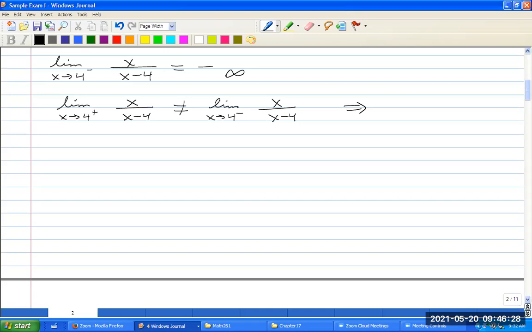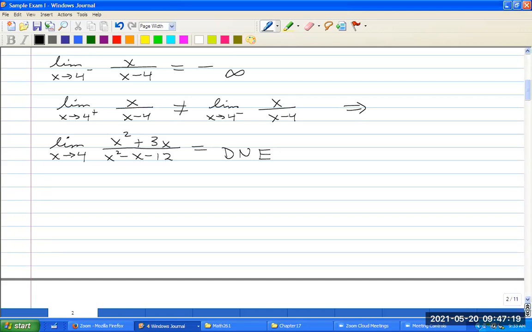And so the original, maybe I should write the original limit here. So the limit here as x approaches 4 of x squared plus 3x over x squared minus x minus 12 therefore does not exist. So your answer is, well, this limit does not exist.